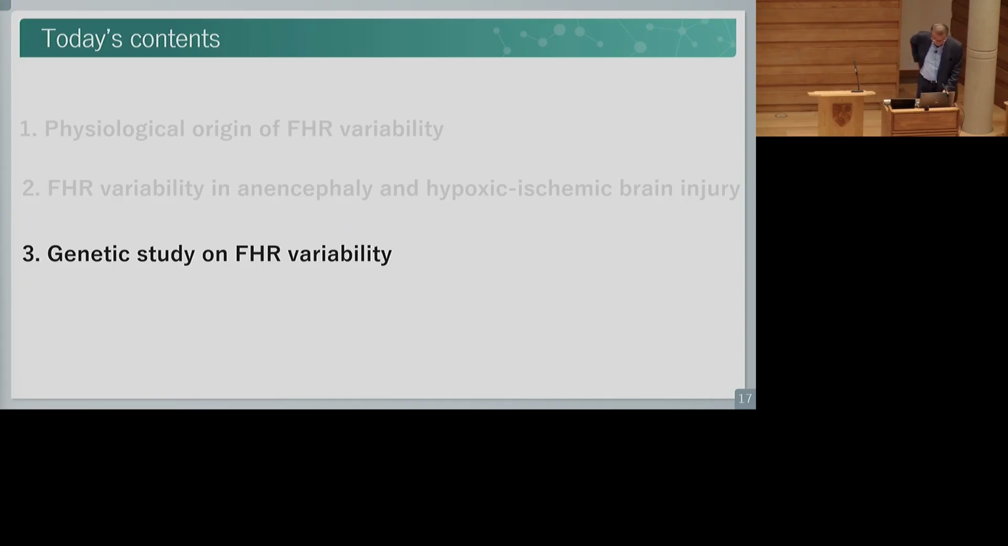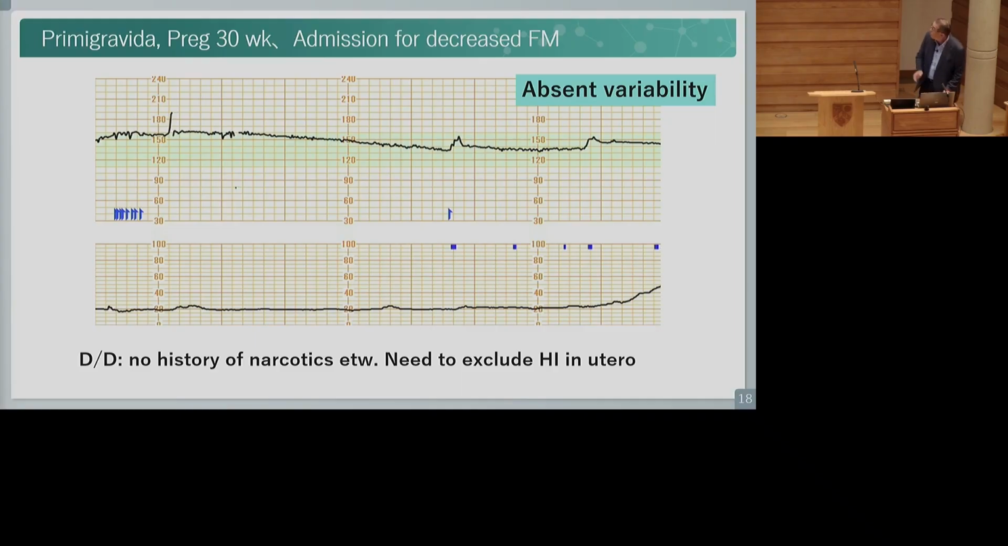I will now move to the third part of my talk. Can genetic disorders also influence fetal heart rate variability? This fetus was referred at 30 weeks because of decreased fetal movement. The CTG showed almost complete absence of variability. Because there was no evidence of acute hypoxia or maternal drug exposure, we suspected an underlying neurological disorder.